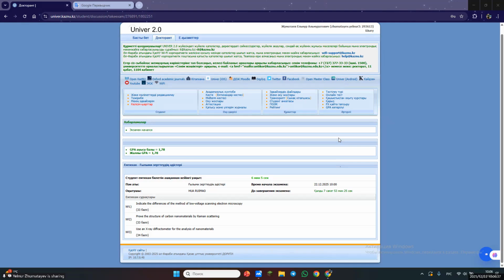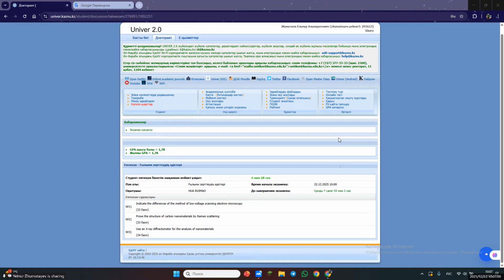First question is indicate the difference of the method of low voltage scanning electron microscope. The low voltage scanning electron microscope differs from traditional SEM primarily in the accelerating voltage used, which leads to several important differences in imaging performance, sample interaction, and analytical capabilities.